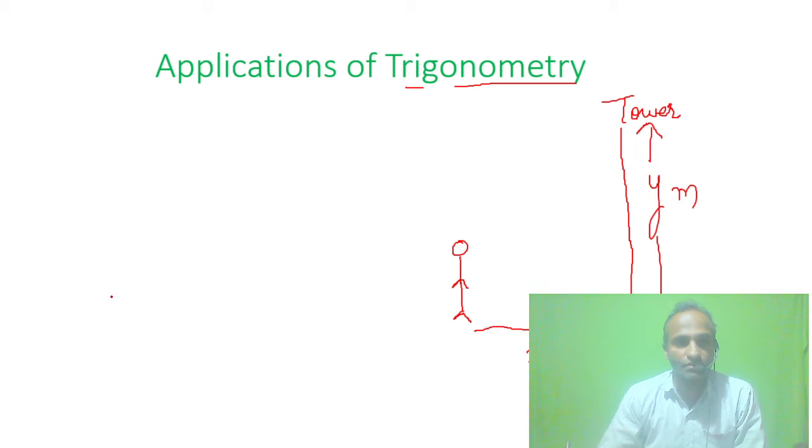Also suppose this is a river and you want to measure the width of the river. What you want to measure? The width. So here also the application of trigonometry is useful.